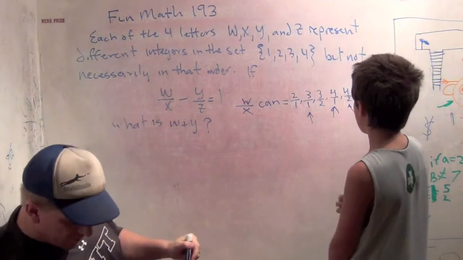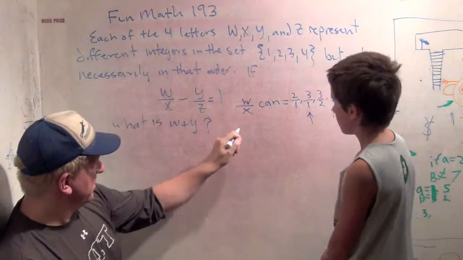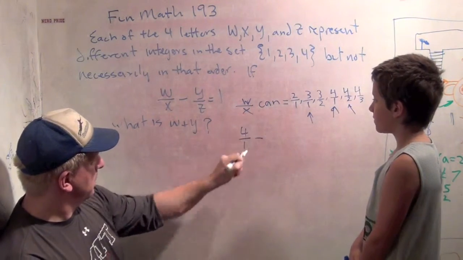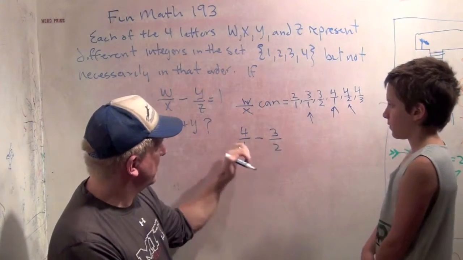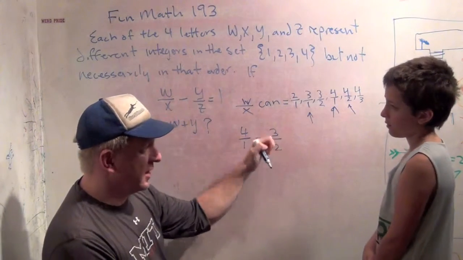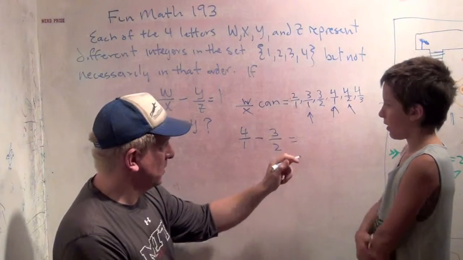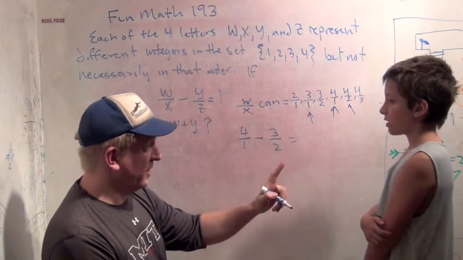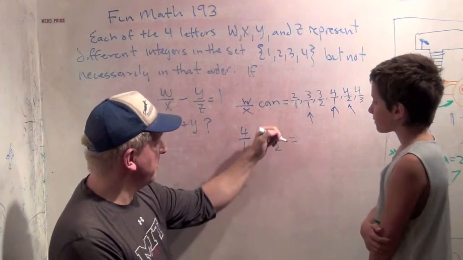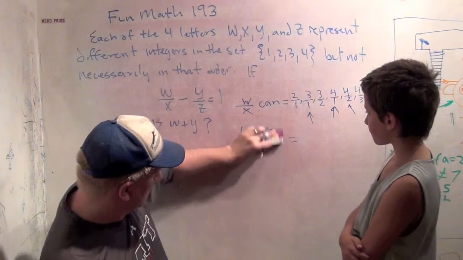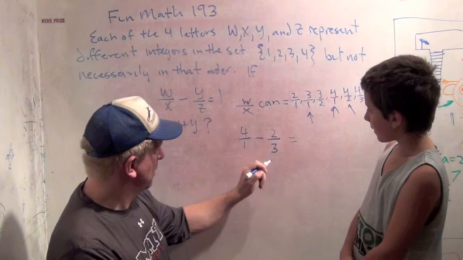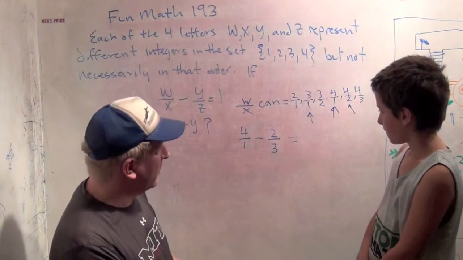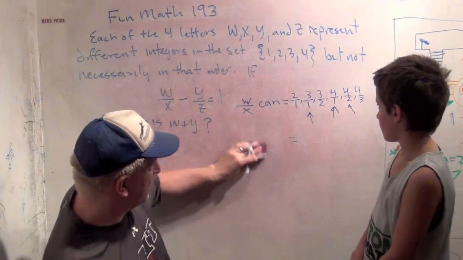So 4 over 1 minus, it leaves you 2/3 or 3 halves. So we have to look at 4 over 1 minus 3 halves. That's 4 minus 1 1/2, which is not 1. What is 4 minus 1 1/2? 2 1/2. Now what about 4 minus 2/3? 3 and 1/3. Okay, so neither one works. So we can cross off the largest one.